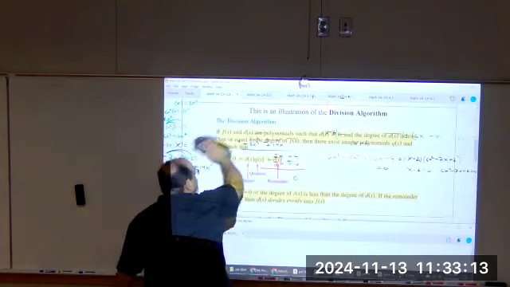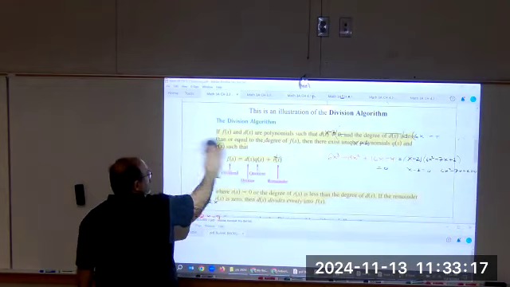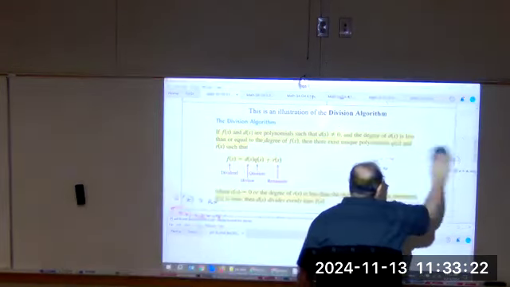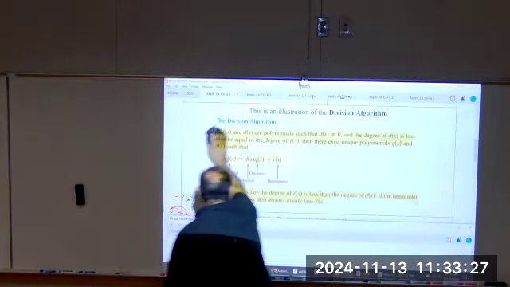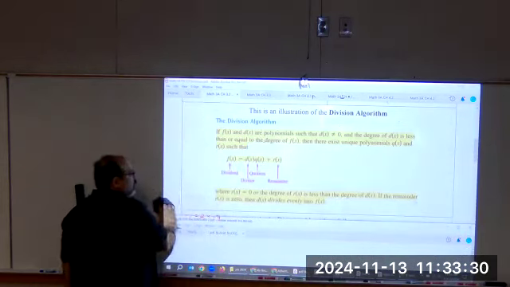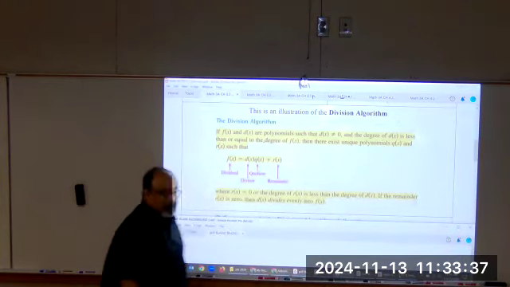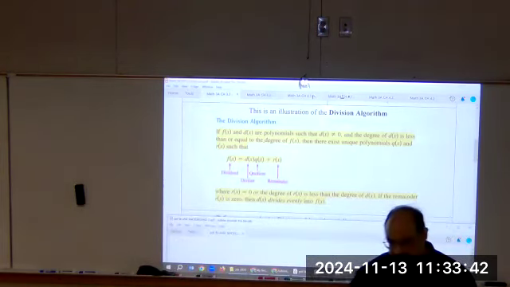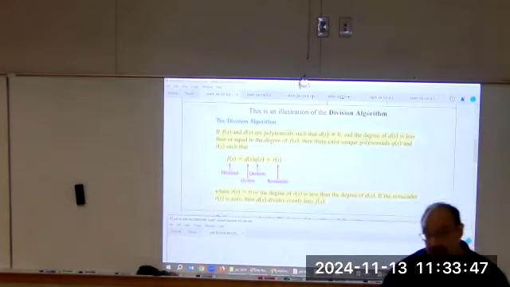This is an illustration of the division algorithm. If f of x and g of x are polynomials such that g of x cannot be zero, and the degree of g of x is less than or equal to the degree of f of x, then there exist unique polynomials q of x and r of x such that. That is why, if you're going past this class, you better start treating it such. If you're going to do something with this class in the STEM field, you better treat it as such.